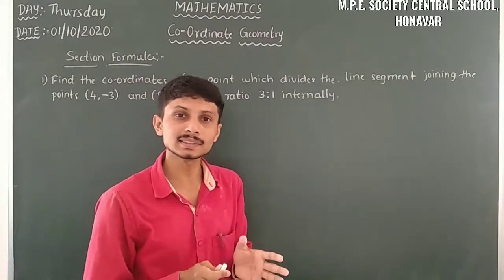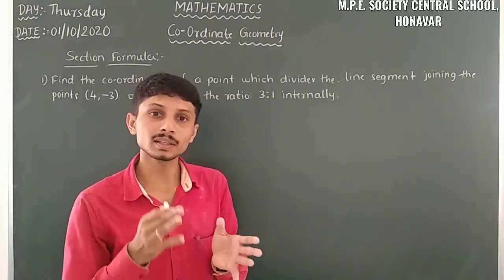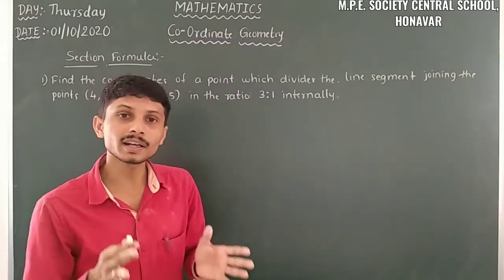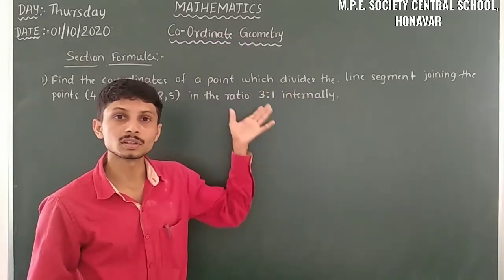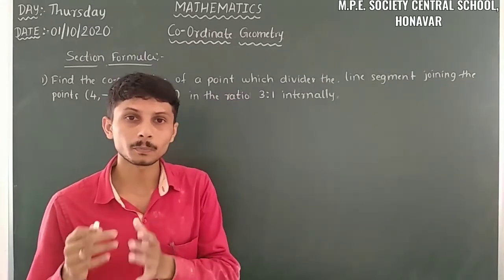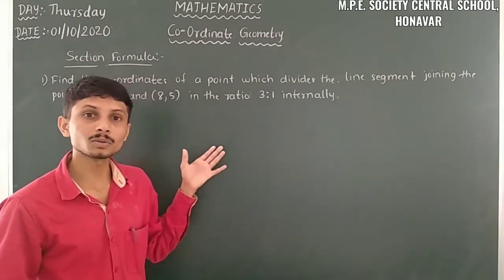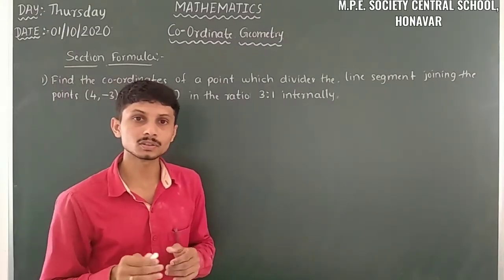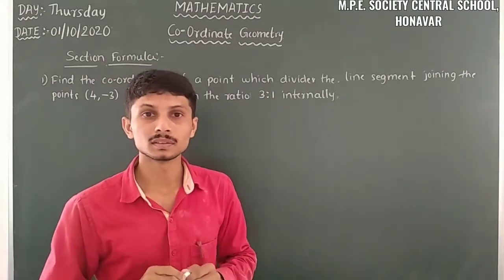That means a point divides a line segment into ratios. It's not the same, it's not equidistant, but it divides the segment into the ratio 3:1 internally. So we have to find out the point. How can we find that point? Let P of x, y be the point that divides the line segment in 3:1. Then we take the section formula and find the coordinates of that point.